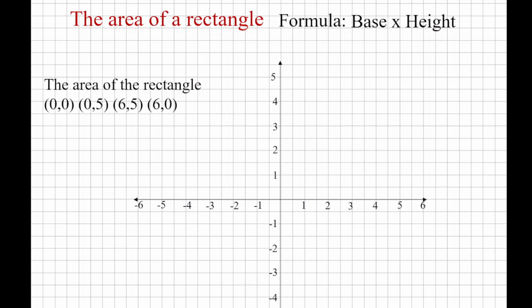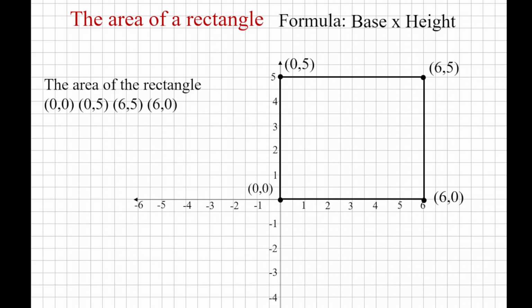In the first example, we first plot the points (0, 0), (0, 5), (6, 5), and (6, 0). Now we draw the lines that form the rectangle. We can see that the base of the rectangle is 6, and its height is 5, so the area of the rectangle is 6 times 5, or 30.